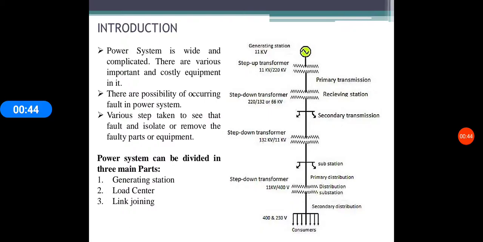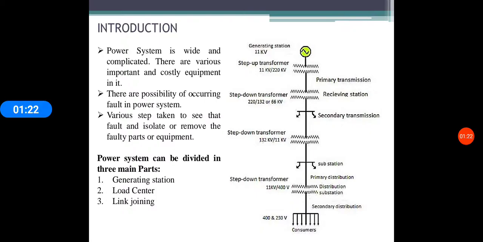So we know that the power system is widely used and a very complicated system. There are various important and costly pieces of equipment used to transmit the power from generation to the consumer. It means that there is a possibility of a fault occurring in the power system. So various steps are required to isolate the fault or to remove the faulty parts of the equipment.